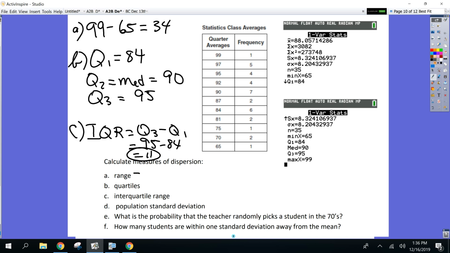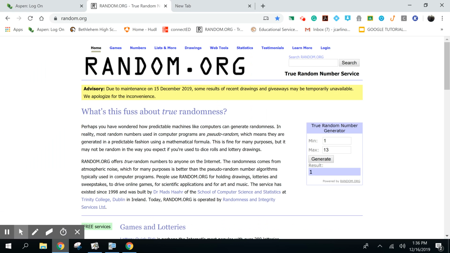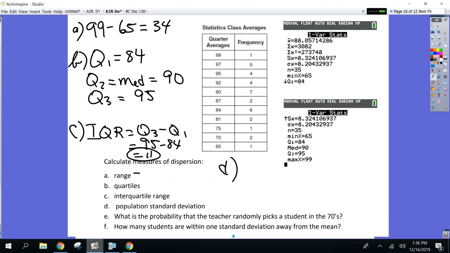Ooh, here we go now. Population standard deviation. That's on the calculator, but which value is it? And we are going, I'll go nearest 10th for you. Nearest 10th. Which one is the population?